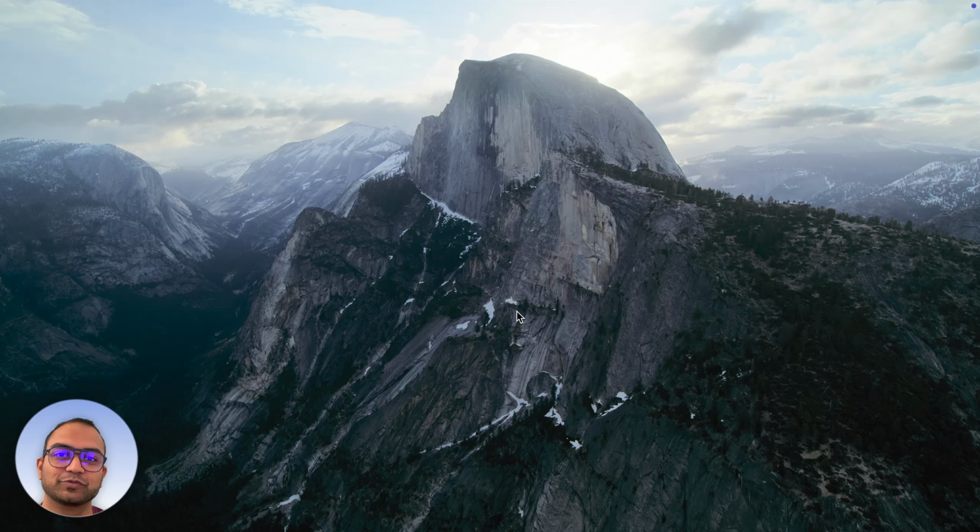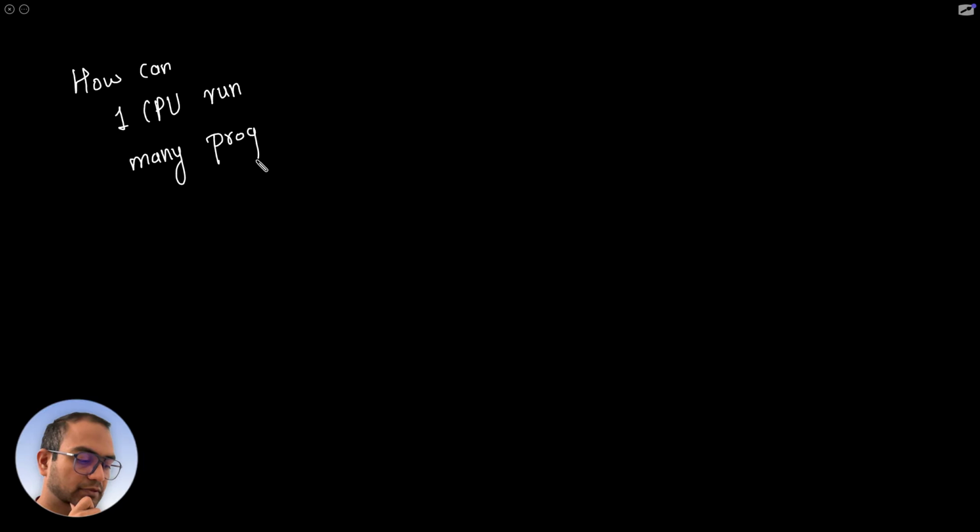So now we're going to move to the most exciting part, which is actually talking about the scheduler. In order for us to do that, let me pull up the blackboard here, and then let's talk about how one CPU, like a single CPU, can run many programs. And of course, it can run many programs sequentially, one after the other, but that's not what we want.